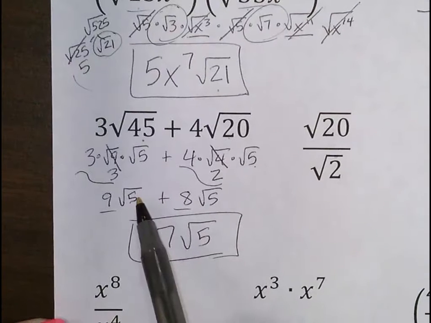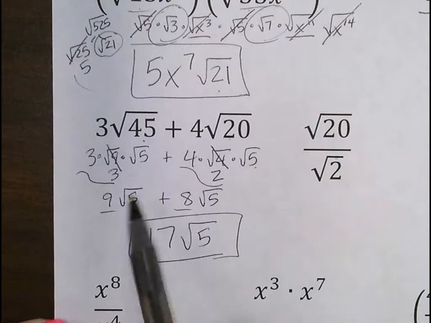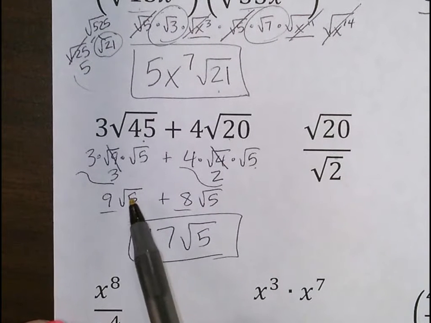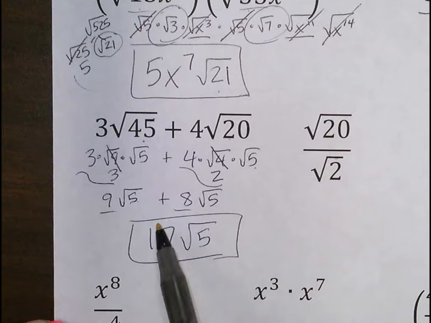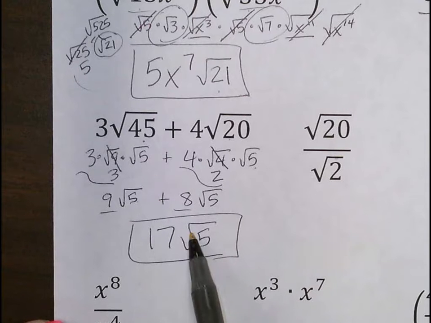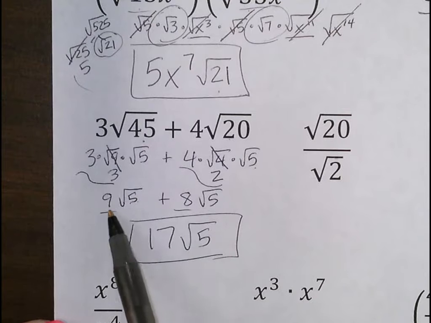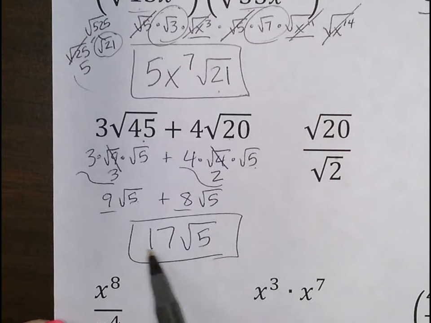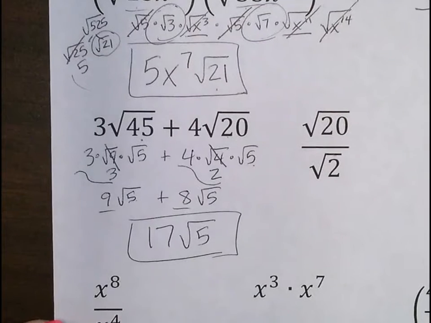Sometimes people wonder, well, why don't I add the 5 plus 5 to get 10? It's for the same reason that if you have 9x plus 8x, you have 17x. The x portion doesn't change. If you have 9 cats plus 8 cats, you have 17 cats. You do not have 17 double cats. You just have 17 cats.